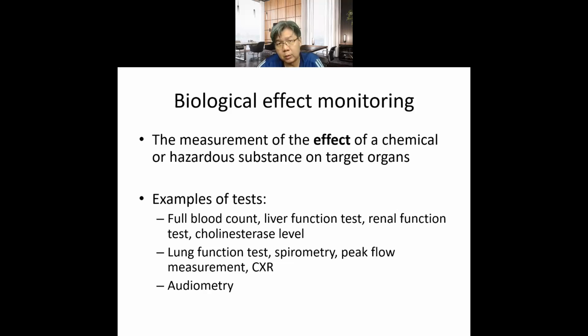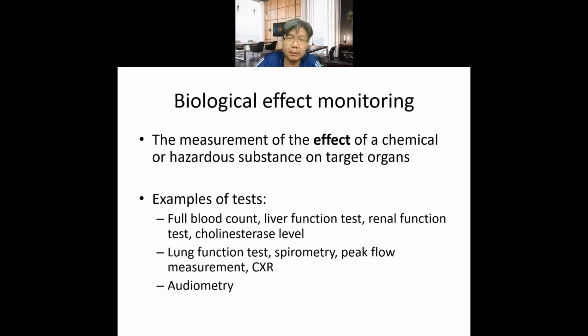Chromium is the one that affects our kidney. You can find it in certain industries, like the hazardous waste industry, they may have chromium as well. In certain industries like plating, and also the use of stainless steel alloys, they also use chromium. So it depends on what type of industries.